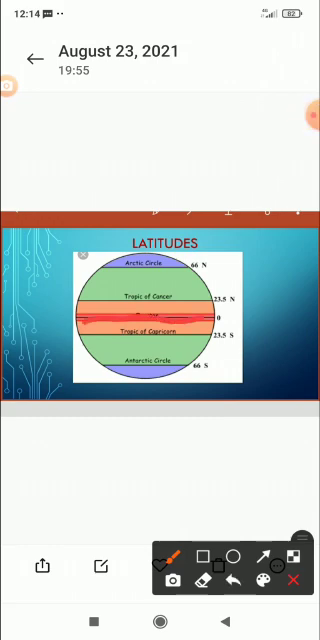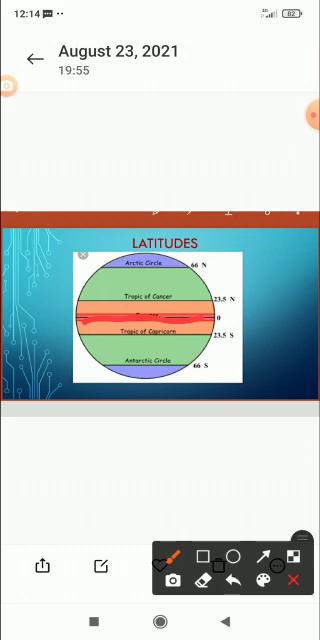Can you compare the length of these lines? Yes. Children, these lines are of the same length. The longest of these lines is called the equator.